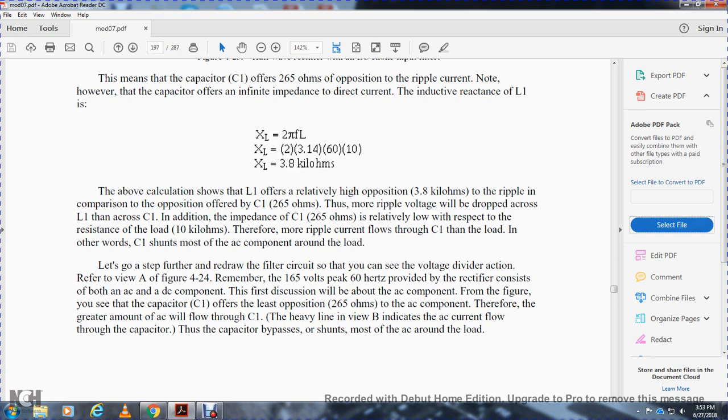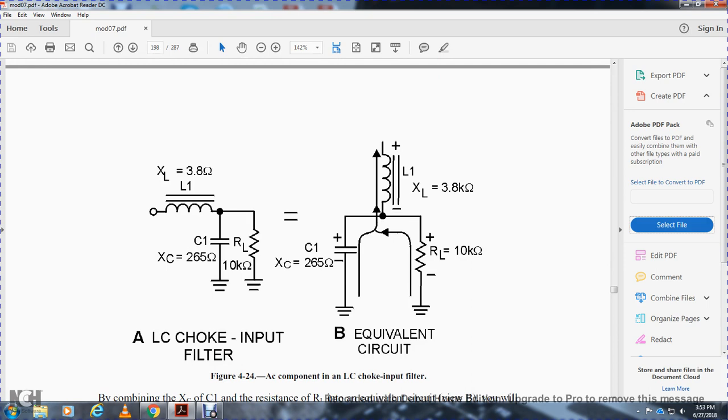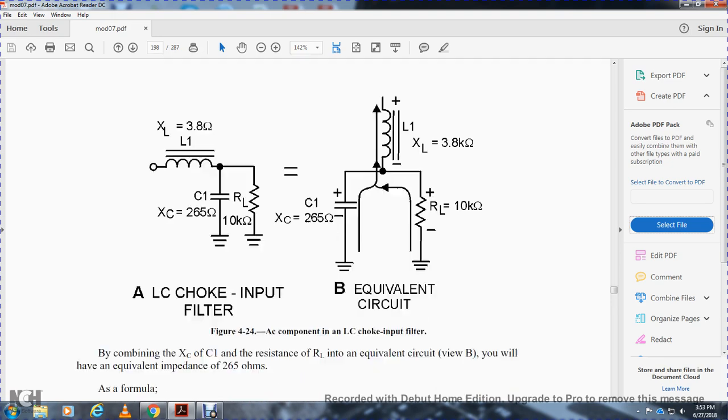Capacitor 1 offers the least opposition, 265 ohms, to the AC component. Therefore, the greater amount of the AC will flow through the capacitor, as the heavy line in view B indicates. The current flows through the capacitor, bypassing the load, shown as most of the AC going around the load. Figure 4-24 shows the AC component of the inductance-capacitor choke input filter: inductive reactance 3.8 kiloohms, capacitive reactance 265 ohms, and 10 kiloohms for the load resistance.